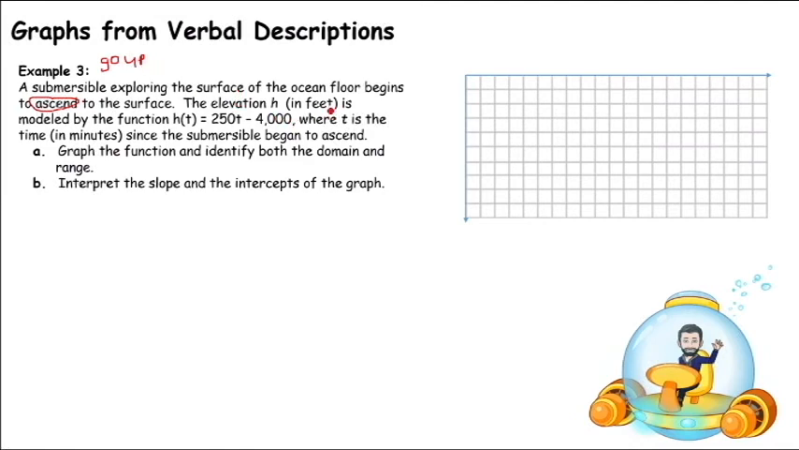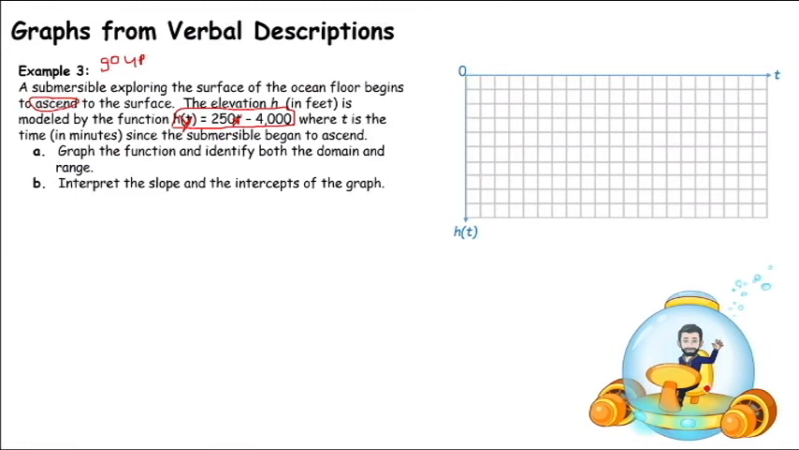The elevation h in feet is modeled by the function h of t equals 250t minus 4,000. Notice this is the slope-intercept form of an equation, or more precisely, the slope-intercept form of a function. h of t, you'll remember from our function unit, means the same as y, and t is going to be the same as x. Since we're dealing with a function here, I'm going to label my x-axis as t, and my y-axis as h of t, and put a (0, 0) at the point where they cross.